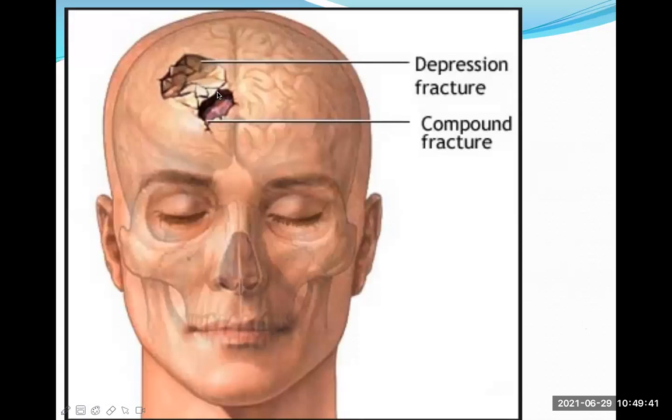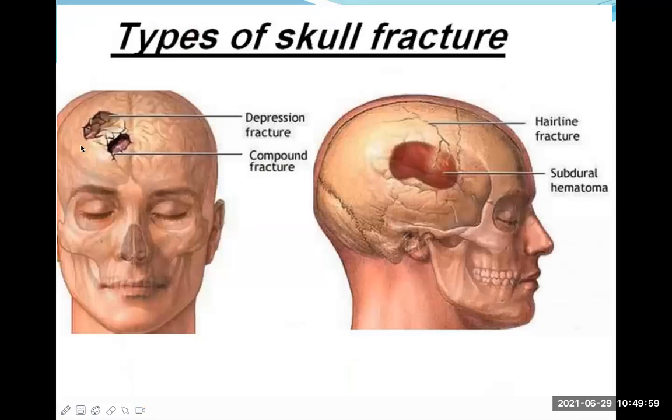So this is a depressed fracture of the skull, and it's a compound fracture. Compound means the superficial layers of the scalp are severely damaged so that I can see the fracture site. This is known as a compound or open fracture. So here, depressed fracture, compound fracture. This is called a hairline fracture, and this is a subdural hematoma along with the fracture.